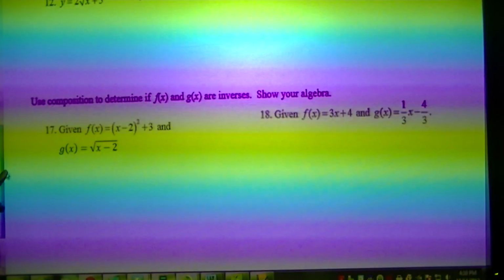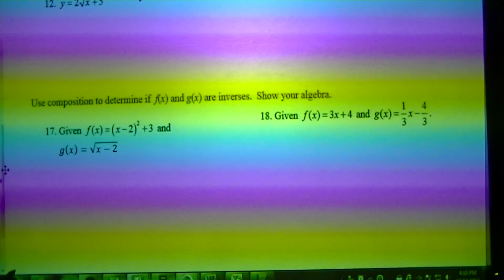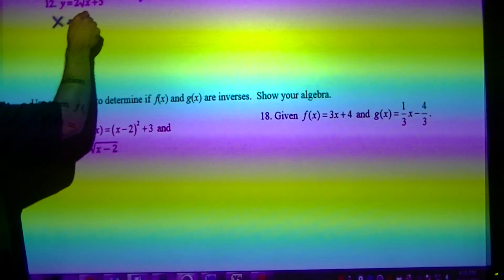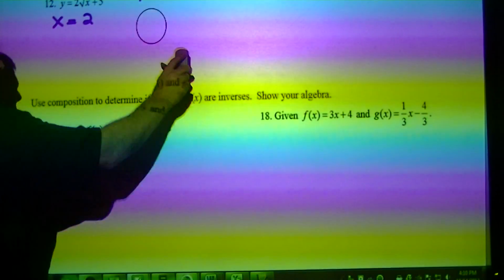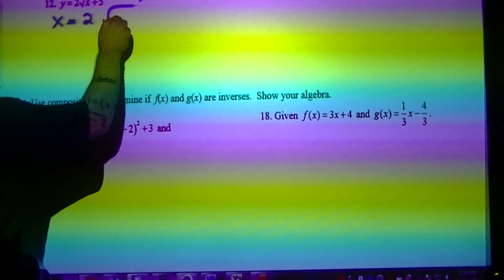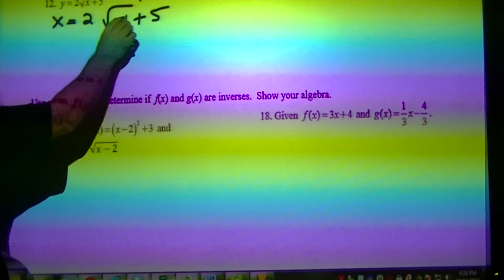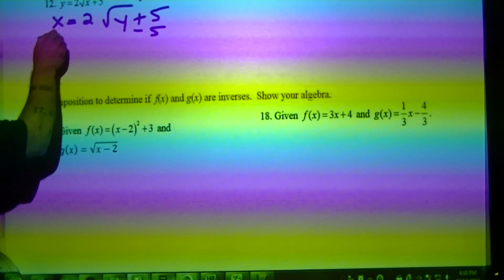For number 12, once again, I'm going to replace x and y. All right, I'm going to move this 5 first through subtraction.